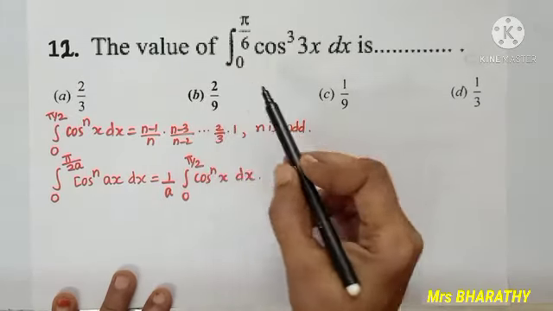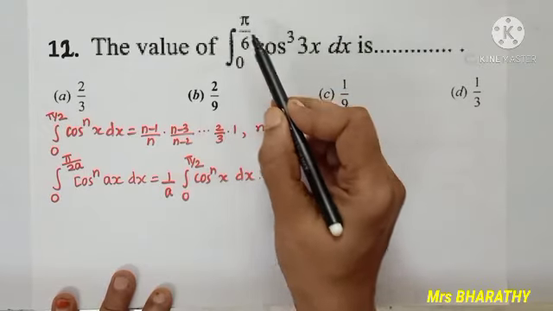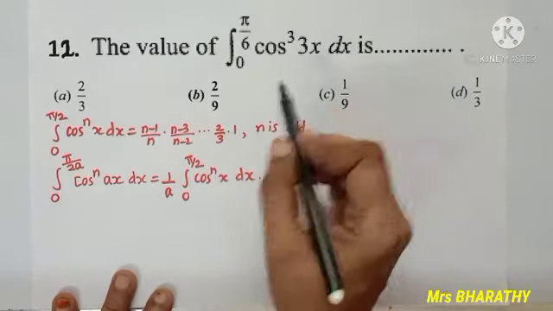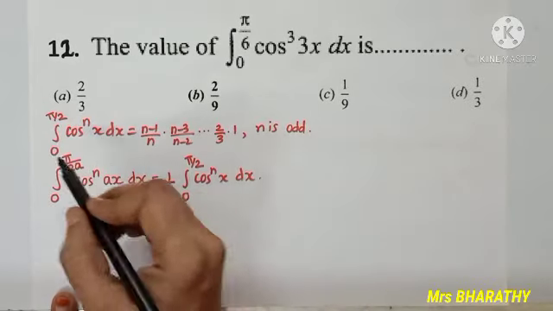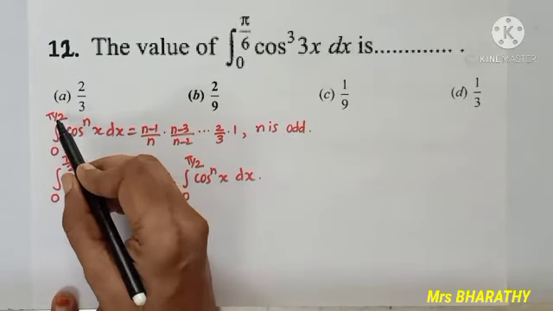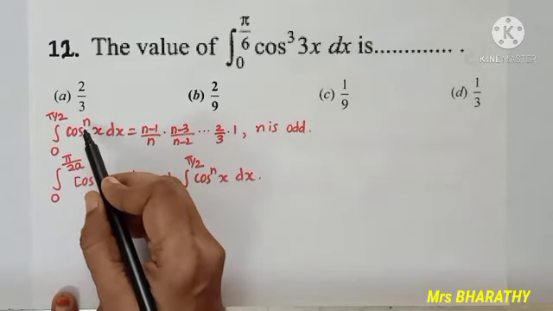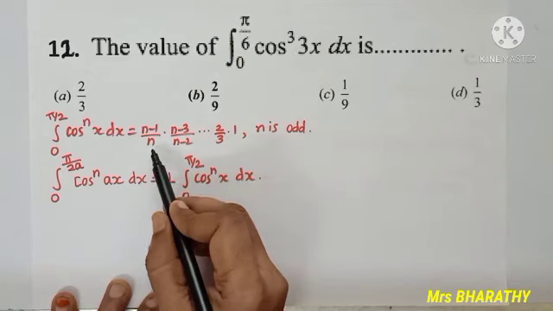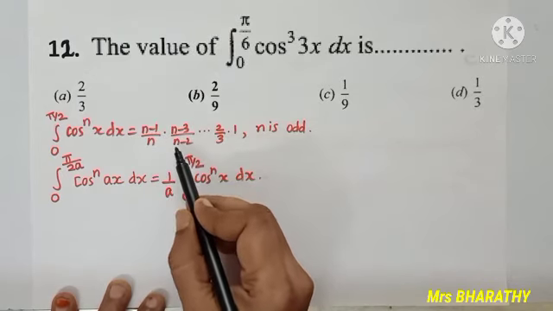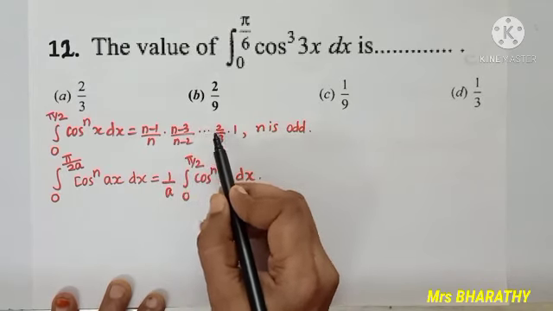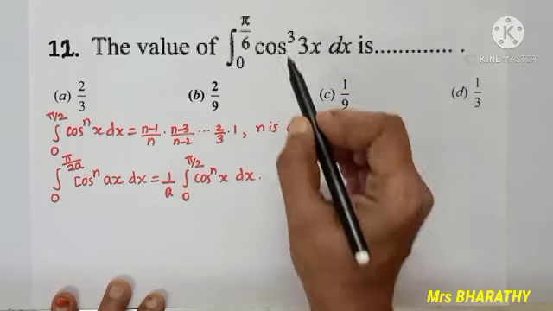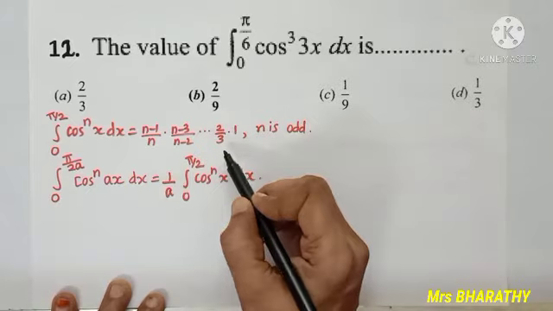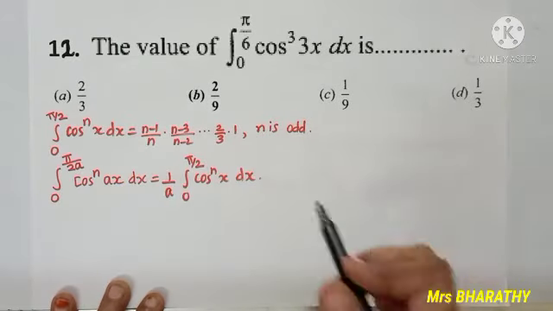Question number 12. The value of integral 0 to pi by 6 cos cube 3x. We recall the reduction formula. Integral 0 to pi by 2 cos power n x dx is n minus 1 by n into n minus 3 by n minus 2. We keep on reducing. If the power is odd, I must attain till 2 by 3.